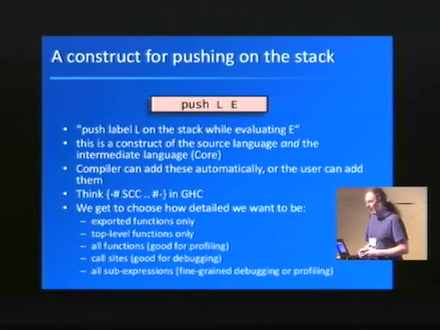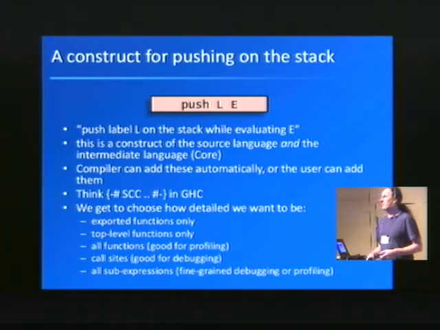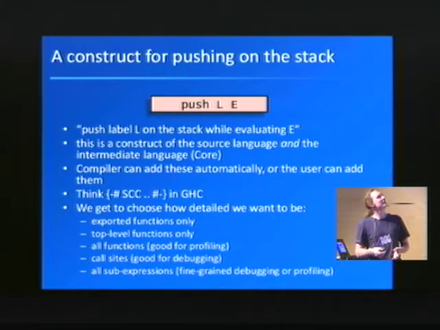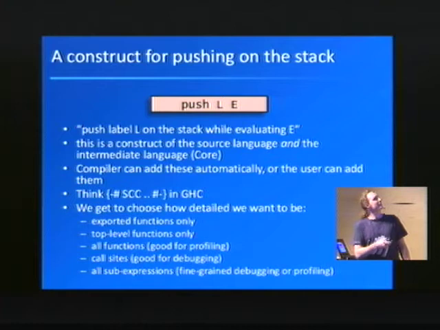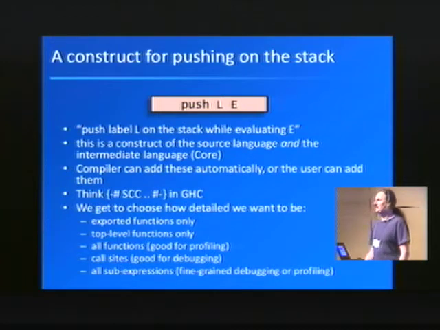And you can imagine either you can write these in the source program or that the compiler could add them itself. And if the compiler adds them itself, then it can choose how detailed it wants to be. You could imagine adding push just to exported functions or to top-level functions or to all the sub-expressions. There's a wide variety of different strategies that you might use depending on the kind of things that you want to do. All functions is good for profiling, for example, but for debugging call sites is a good thing to annotate.